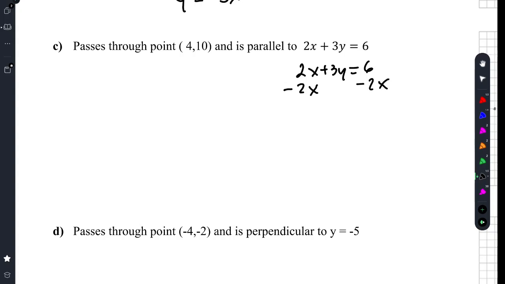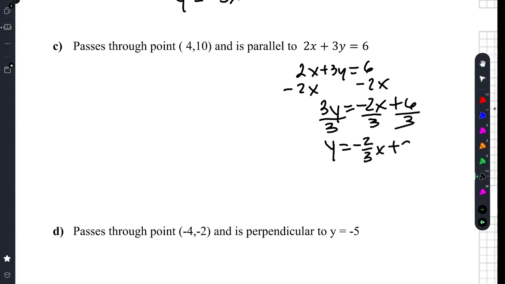So bring the negative 2x over, right? So we get 3y equals negative 2x plus 6, and then what? Divide everything by 3. We get y equals negative 2/3 x plus 2. I did all that to get the slope, right? So that's the slope. The slope is negative 2/3.